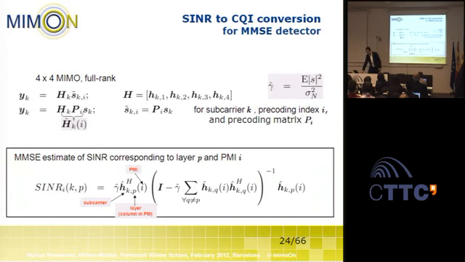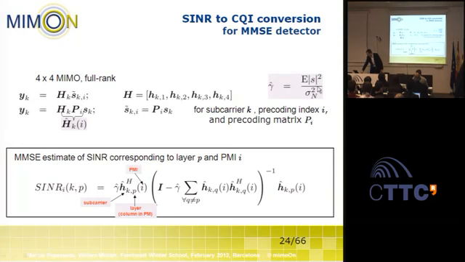Then let's take a look at the received signal. At the receiver we have a signal y_k, on subcarrier k, which is equal to the channel matrix H_k multiplied with the transmitted symbol vector. So this is the symbol vector after precoding. In fact, this symbol vector after precoding is the symbol vector before precoding multiplied with some particular precoding matrix. So for these signals that we transmit, we can estimate the SINR values.